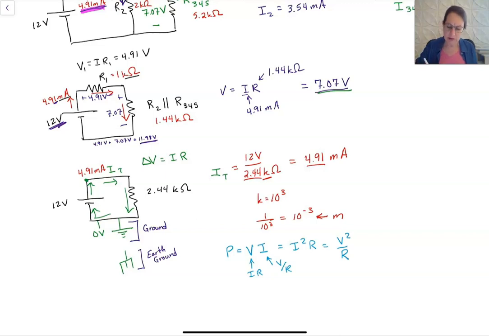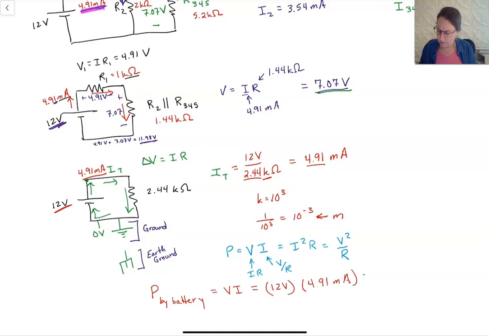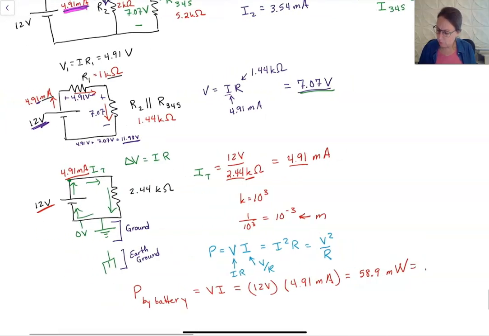Just as an example, we can say the total power from this battery is just going to be V times I, so the power delivered by the battery is equal to V times I, which would be 12 volts times 4.91 milliamps. So we got to keep that milli. And so when we multiply this out, I get 58.9 milliwatts, watts, because volts times amps. So that would be 0.059 or thereabouts watts of power, which is fine. It's not very much power.